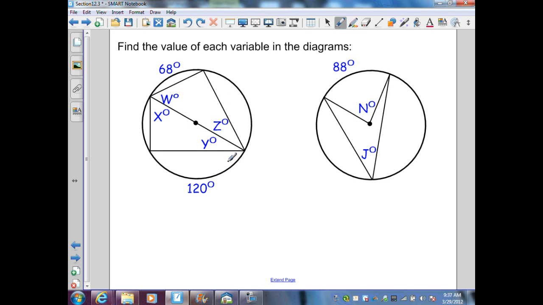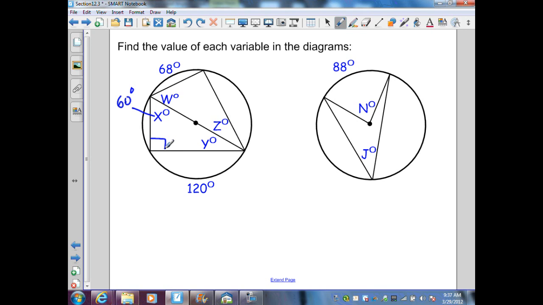My first example, I have an inscribed quadrilateral in the circle. I know the measure of this intercepted arc, and it represents the value of x degrees. And that is an inscribed angle. Therefore, it's half the measure of its intercepted arc, which makes this 60 degrees. This inscribed angle intercepts a diameter, which means its intercepted arc is a semicircle, which I know is 180 degrees. That makes this inscribed angle 90 degrees.